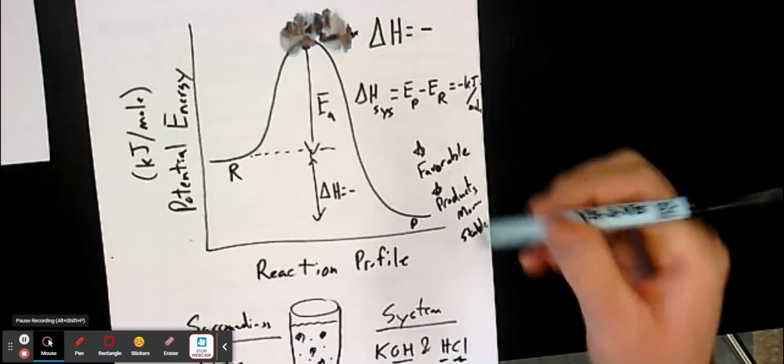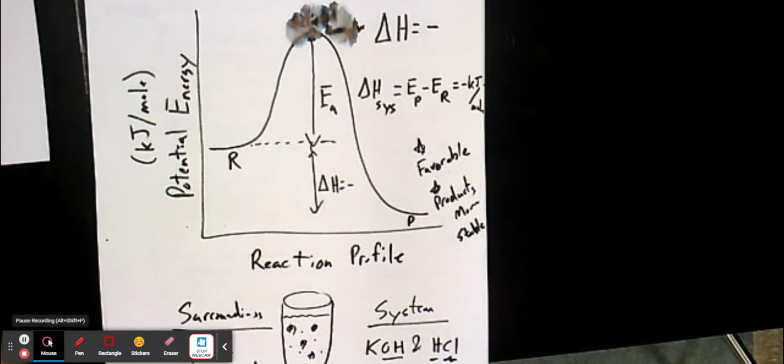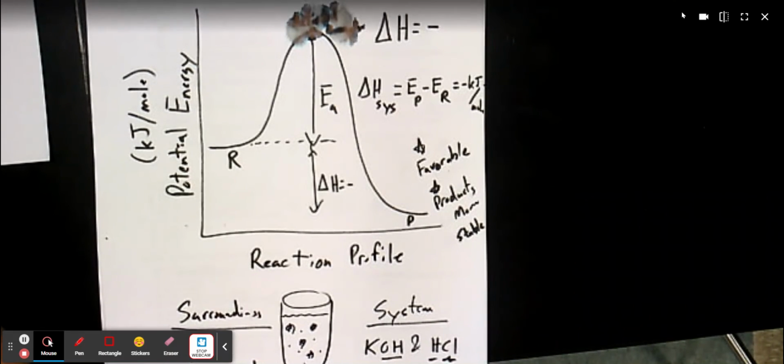All right. And that is the two different reaction profiles in terms of enthalpy. All right. One's got a negative delta H, one's got a positive delta H.